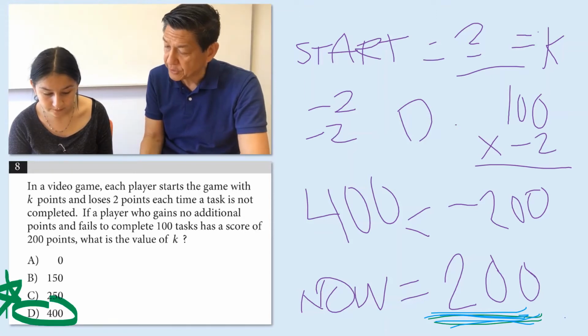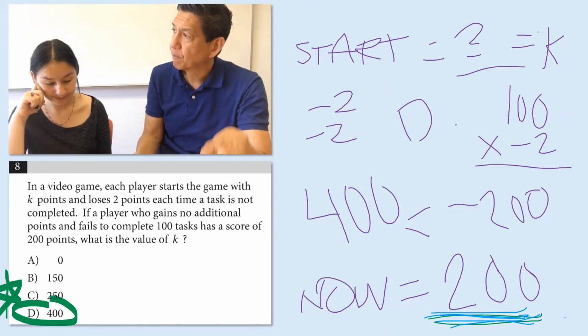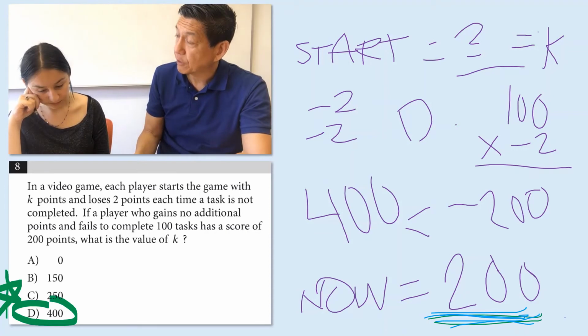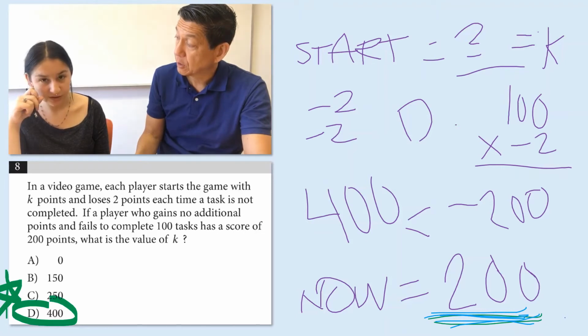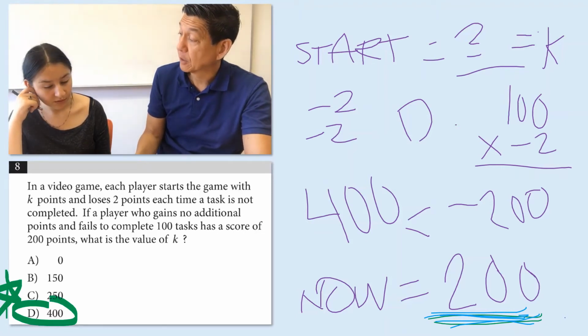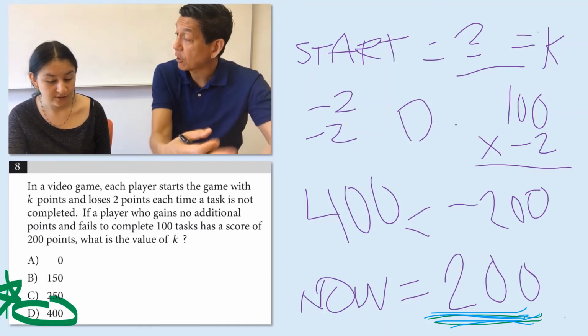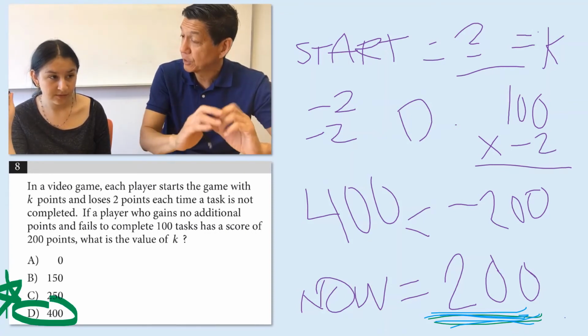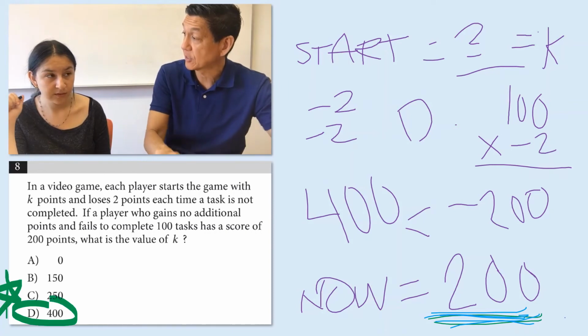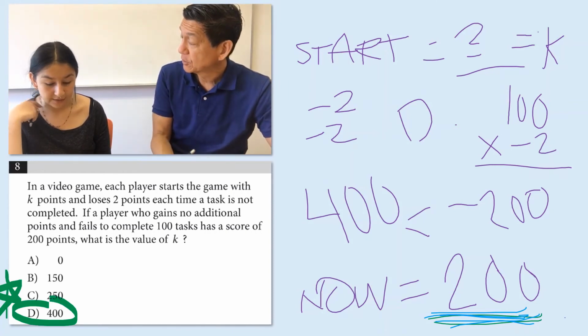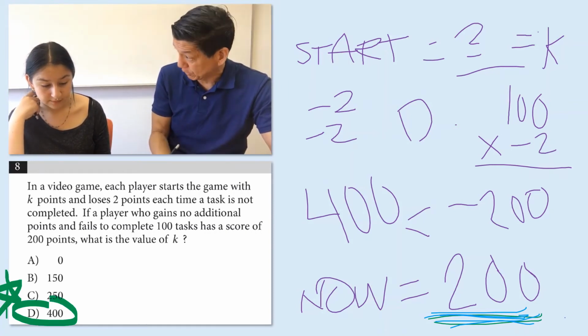So let's look at the choices. Do you think the starting point value at the very start of the game was bigger than or smaller than 200? Bigger than. Why was it bigger than? Because he had failed 100 tasks, but he still had 200 points. Yeah, so he started with more than 200 because we know that when we took away 2 points lots and lots of times, he ended up with 200. Right. So he started with something bigger than 200.